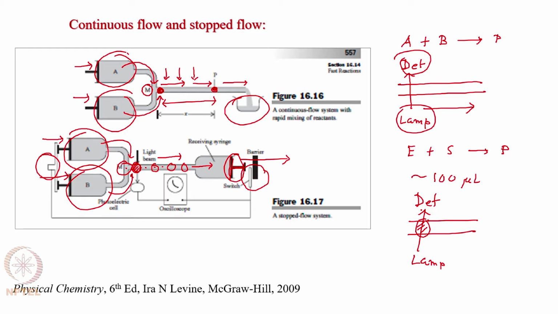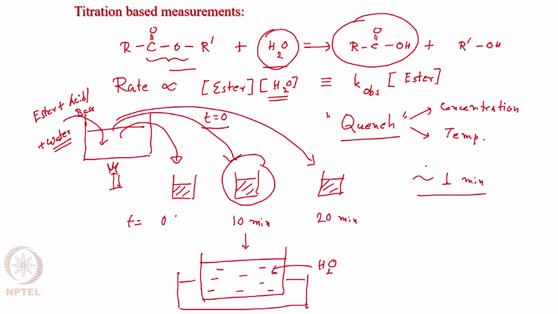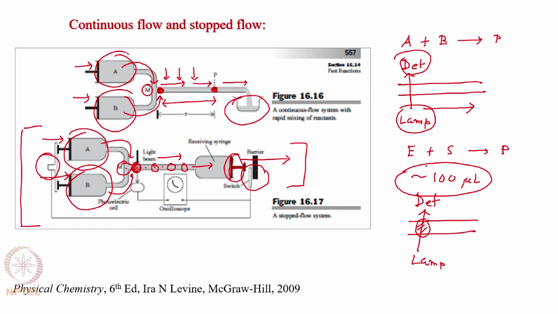Like in the stopped flow, you have to make sure that the flow stops very quickly. So the way it is drawn here, in reality the volume of the mixing chamber as well as the receiving syringe is much smaller, because as I said, you only deal with something like a few hundred microliters of reaction volume. So these kinds of experiments, like the earlier titration based experiments for slower kinetics, and these continuous flow and stopped flow experiments are routinely done.